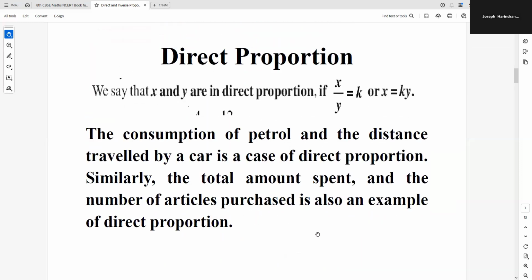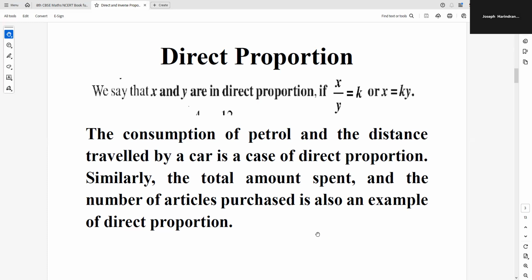We say x and y are in direct proportion if x by y is equal to a constant k. K is a constant. So the ratio x to y, x by y, will always be a constant if they are in direct proportion. X and y are related by the relation x is equal to ky. We also have in physics, force is directly proportional to the acceleration. Then we say F is equal to ma, where m is a mass, which is a constant. So similar to that, we have a relationship like this between two quantities.